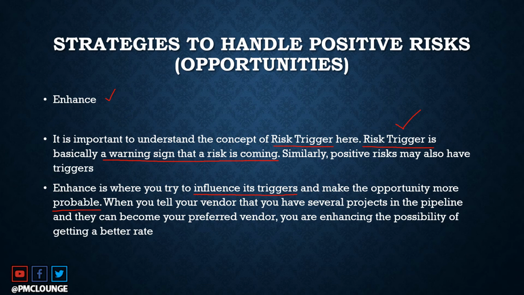So let's say when you tell your vendor that you have several projects in the pipeline and they can become your preferred vendor, what you're doing here is, in addition to negotiating, you are actually enhancing the possibility of getting a better rate, getting a discount, right? So when you tell them that you have several projects and you are always going to come to them for procurement, you have a chance, you are enhancing the possibility of getting better rates. So this is how you handle opportunities.